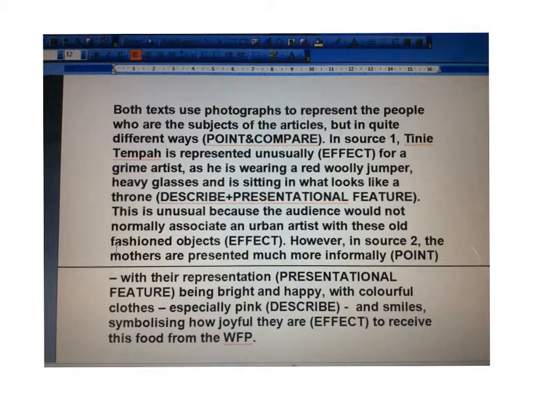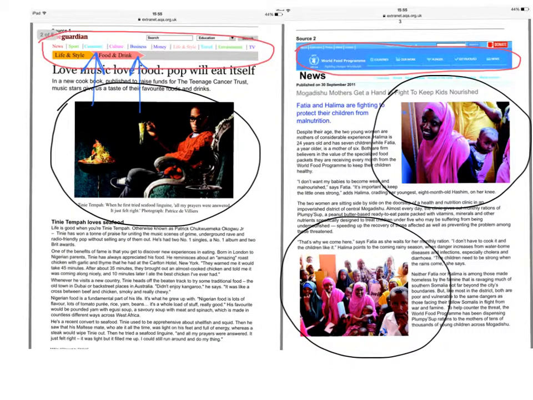However, in source 2, the mothers are presented much more informally, there's your point, with their representation, the presentational feature, being bright and happy with colourful clothes, especially pink, there's a description, and smiles, symbolising how joyful they are, there's your effect, to receive this food from the WFP. You need to do at least 1 more of these comparisons to have a chance of getting the required marks for a C grade.